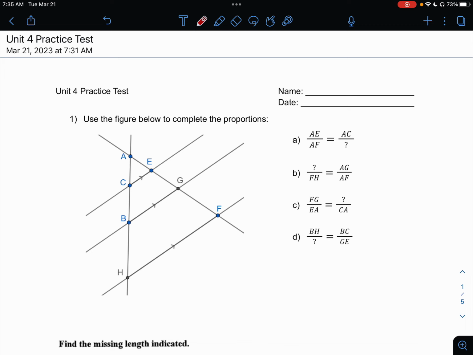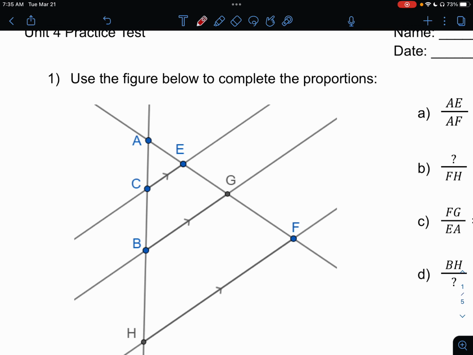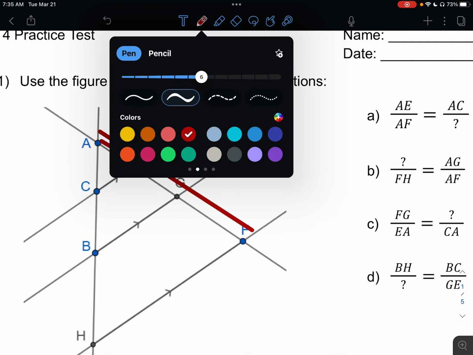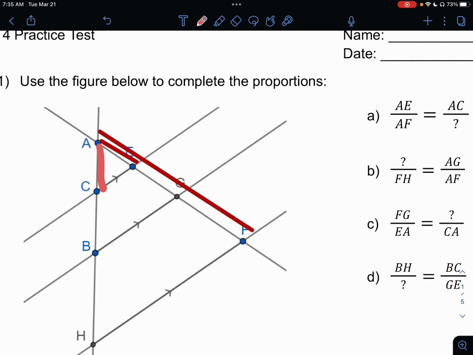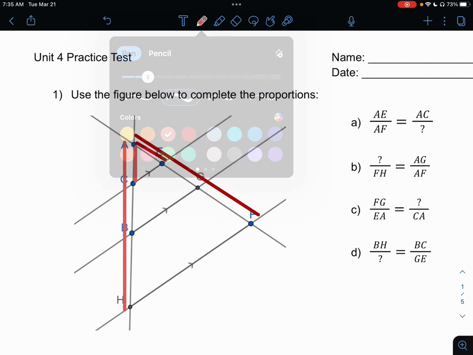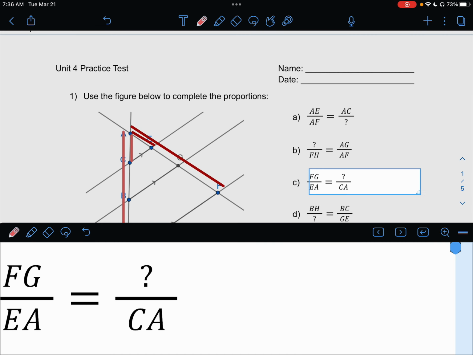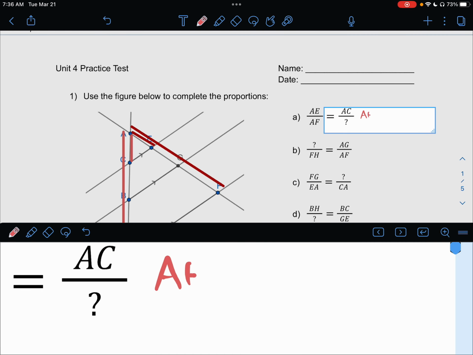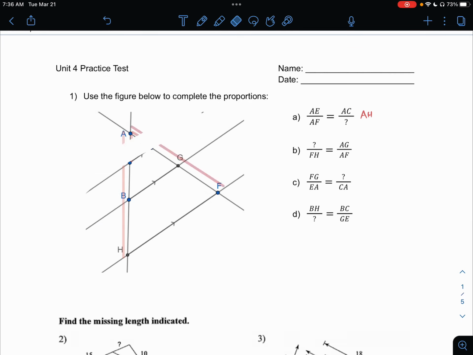So this first one here, I have AE over AF. So here's AE, here's AF equals AC over something. So AC is this part right here. I need to make it match up. So clearly I'm going to have to do this entire length here, this AH. So the answer there is going to be AH for 1A. So 1A will be AH. I could also say HA. Doesn't really matter what order I put the letters in, as long as I have the correct letters.